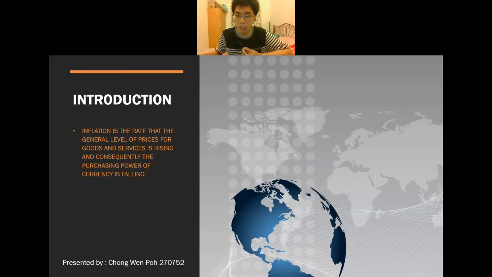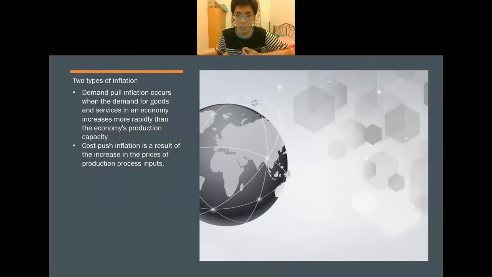Next, I am going to give a brief explanation about the types of inflation. First, demand-pull inflation. This inflation occurs when the demand for goods and services in an economy increases more rapidly than the economic production capacity. It creates a demand-supply gap, which is higher demand and lower supply, thus resulting in higher prices.